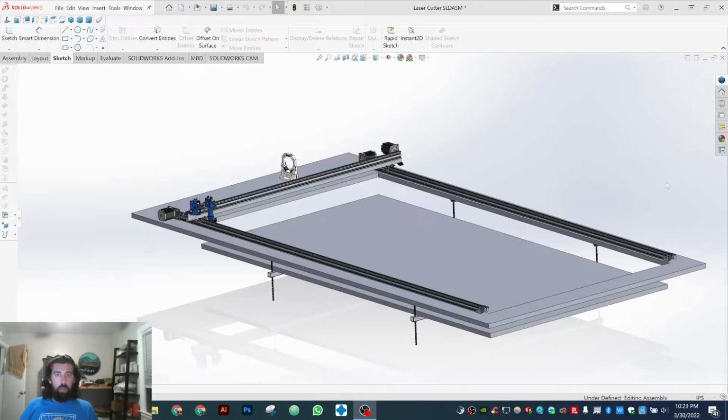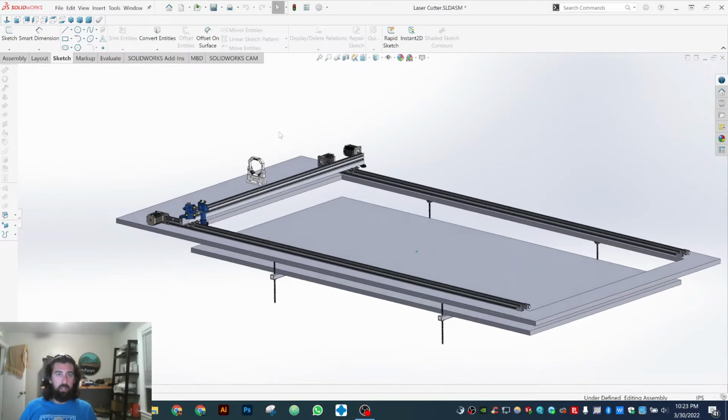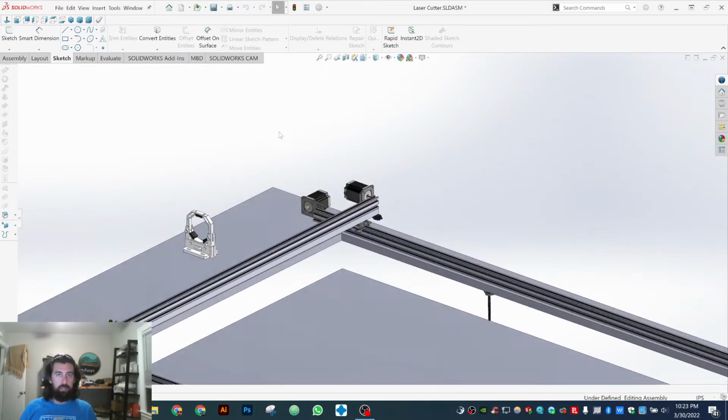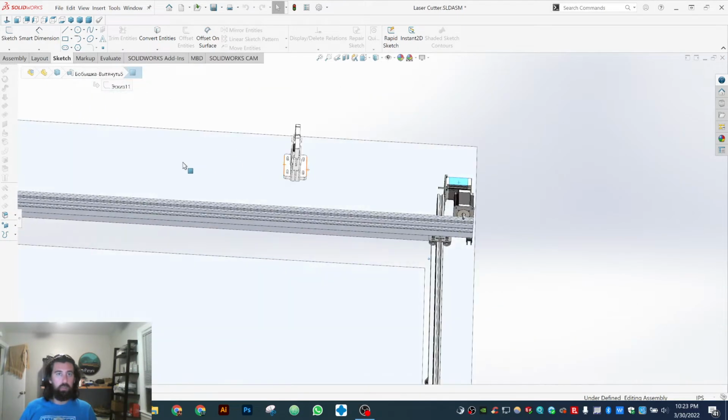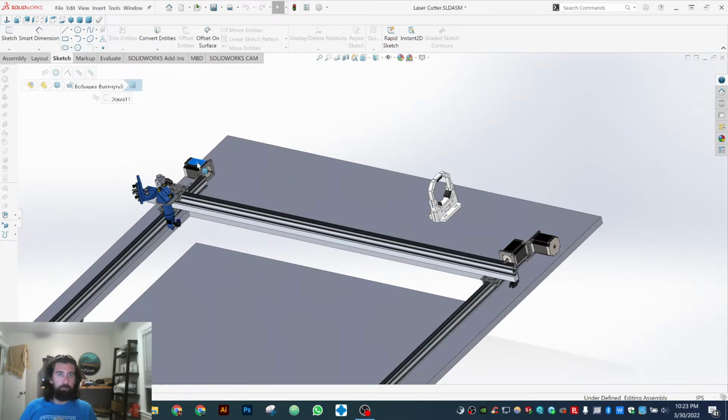All right, everybody. So I am going to start with showing you some of the features that I'm working on. Well, this is actually the older machine, so I can start here. The reason this is the older machine, and I'm open to criticism and feedback, is this currently has a dual Y-axis. So here's one motor. There's the other motor.